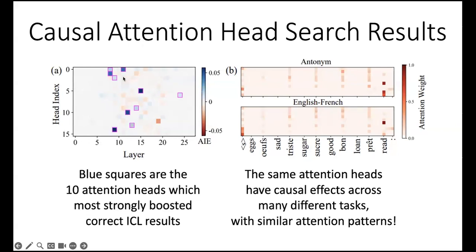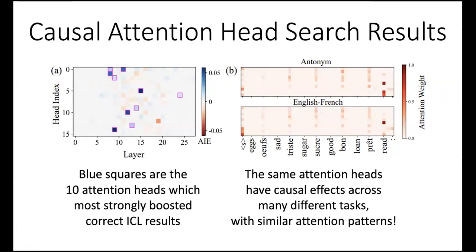And in blue, I'm highlighting the attention heads that have the strongest causal effect at boosting correct ICL results. Now, the interesting thing is that when we make such rankings and such catalogs, we actually find that it's approximately the same ranking, the same set of heads, regardless of which ICL task we use to collect them.